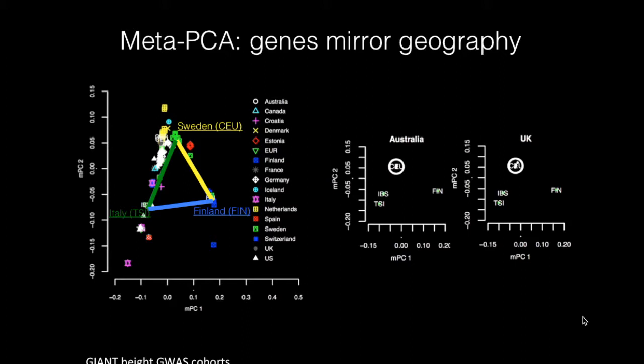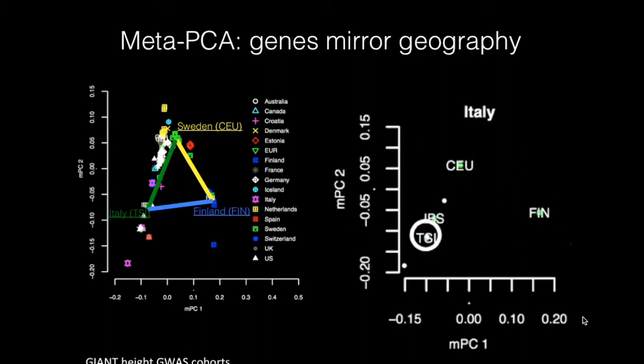For the Italian cohorts, we can see one cohort stays very close to the down left corner and away from the reference Italian cohort, which is from Tuscany. The standing out cohort actually is from Sardinia Island.